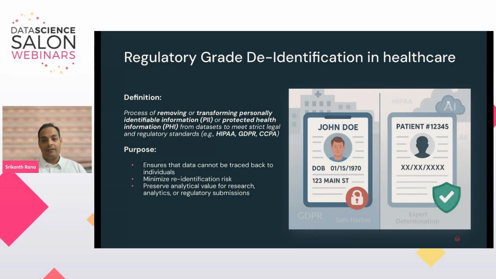So let's understand regulatory grade de-identification in healthcare. It's the process of removing, masking, or transforming personally identifiable information or protected health information from datasets to meet strict legal and regulatory standards. The purpose here is to ensure that data cannot be traced back to a specific individual. It's also important to minimize any kind of re-identification risk while preserving analytical value for research, analytic, and regulatory data submission purposes.